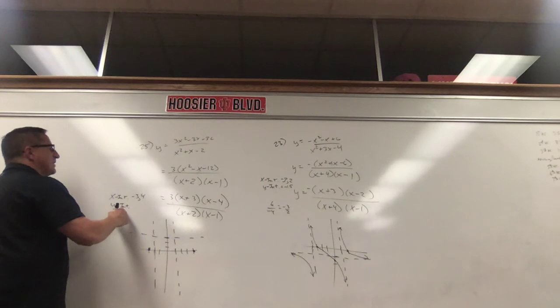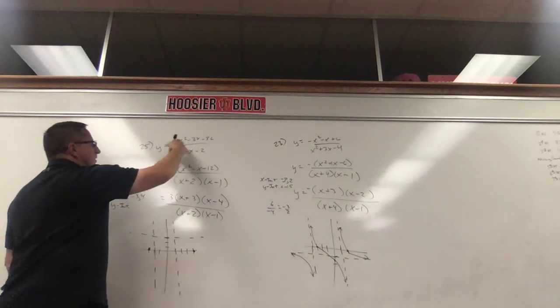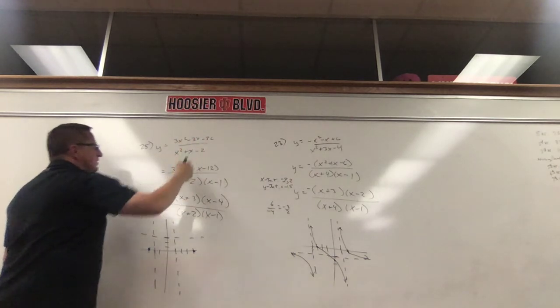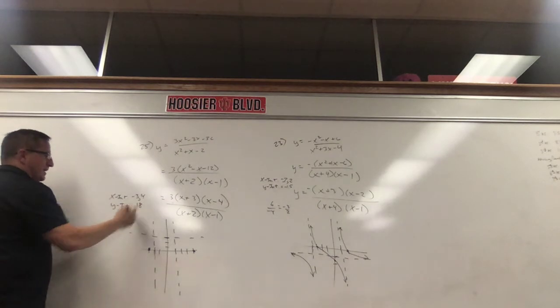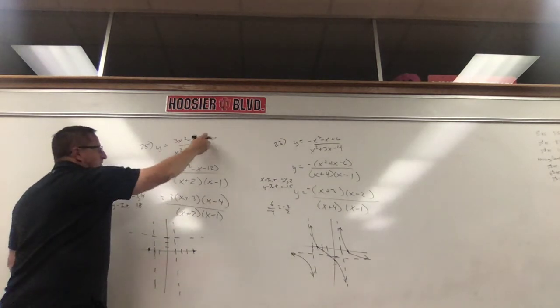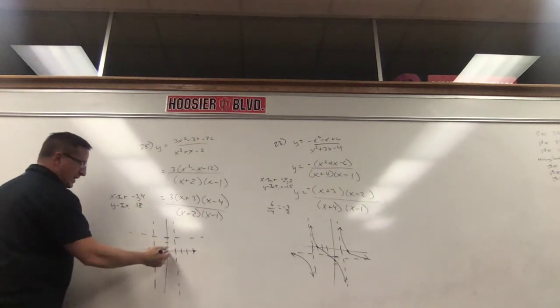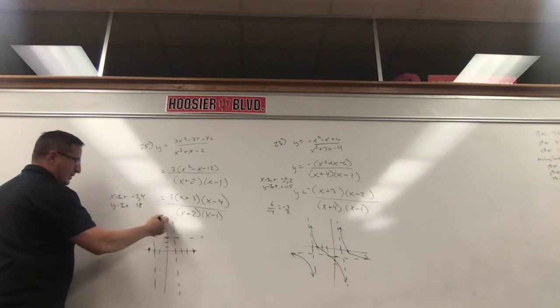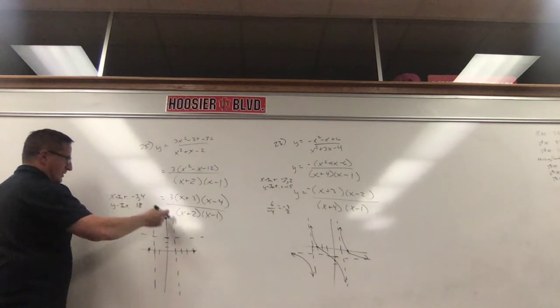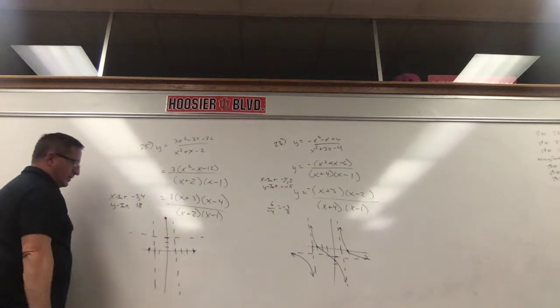Our y-intercept, plug in 0 for all these x's, they all go away except for negative 36 over negative 2, which is a positive 18. Negative over negative is positive, 36 divided by 2 is 18. So our y-intercept is positive 18. That's way the heck up here somewhere, okay? That's 3, so it's way up here. I don't want to get into the work here, though.